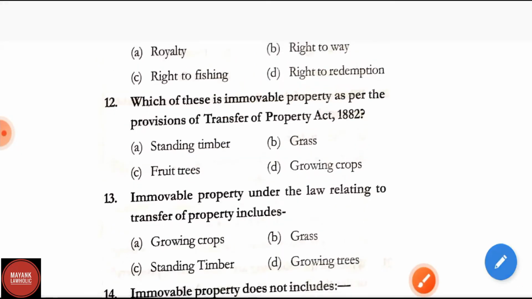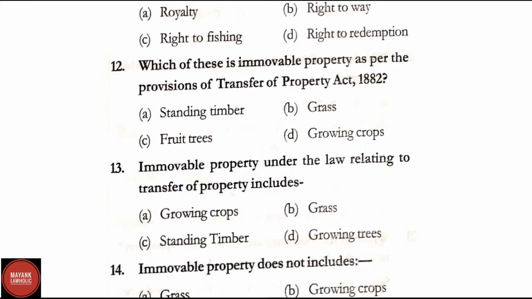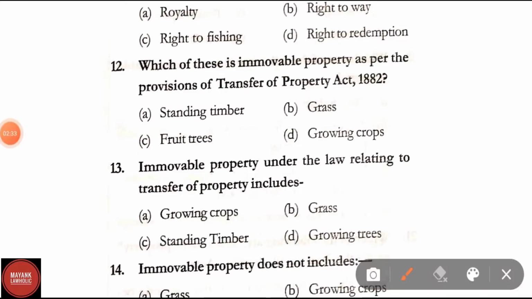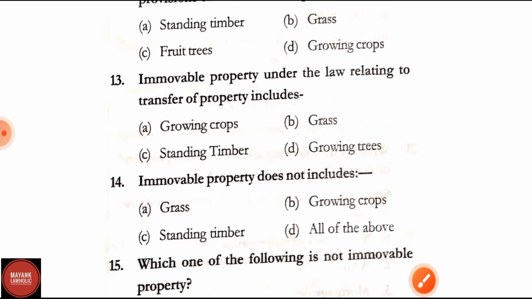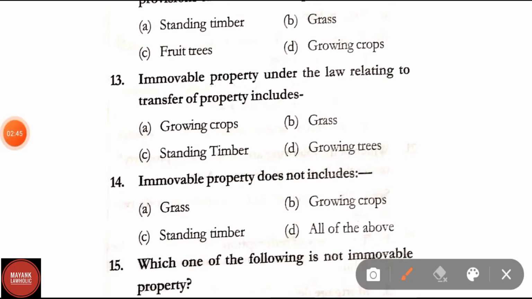Question number 12. Which of these is immovable property as per the provision of Transfer of Property Act 1882? Options are standing timber, grass, fruit trees, growing crops. Here correct answer is fruit trees. Question number 13. Immovable property under the law relating to transfer of property includes growing crops, grass, standing timber, growing trees. Correct answer is option D, that is growing trees.